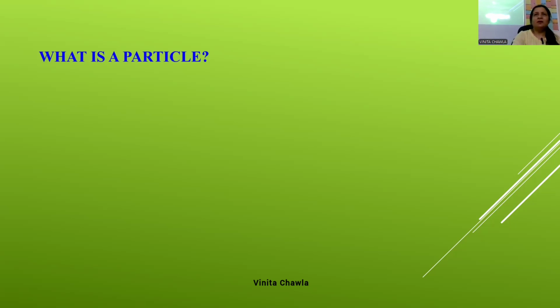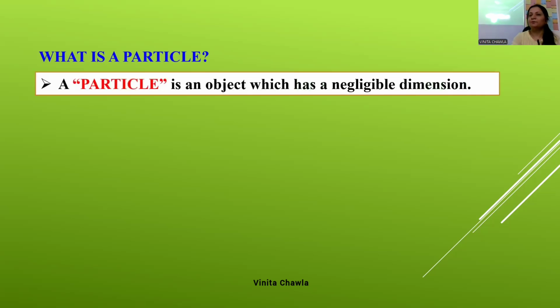When we talk about particle, when we use the word particle, then we assume the particle to be very small in size. We consider the particle to be dot size or dimensionless. Do you think like this? Do you assume like this? Okay. So what is a particle? It is an object which has a negligible dimension.